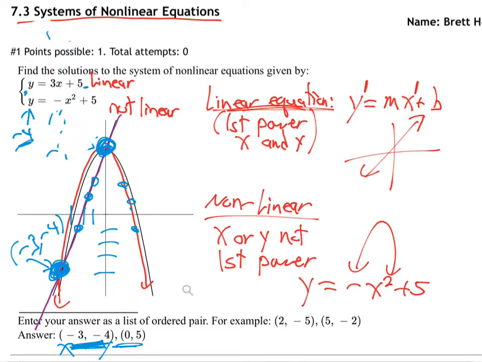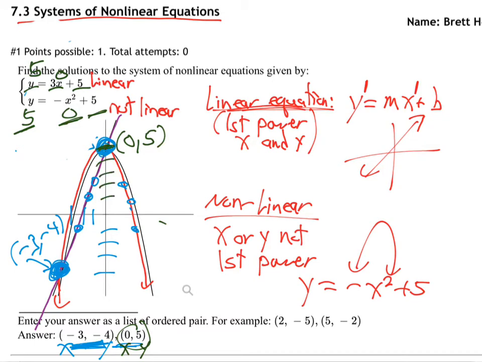And the other one, if we come in here and we test it out, it'll work also. If we do 0, 5, x is 0, y is 5. That's true, right? 5 does equal 3 times 0, which is 0 plus 5. And here as well, -0 squared plus 5 is 5 equals 5. So you can see that over 0 up 5, 1, 2, 3, 4, 5, makes both equations true. Thus, it's a point on both graphs.